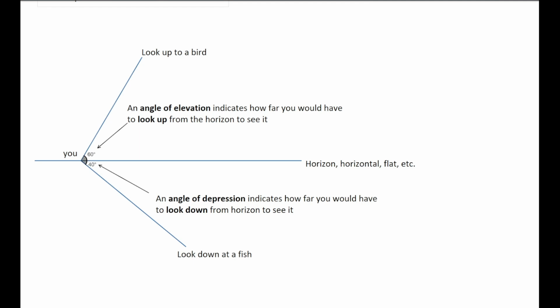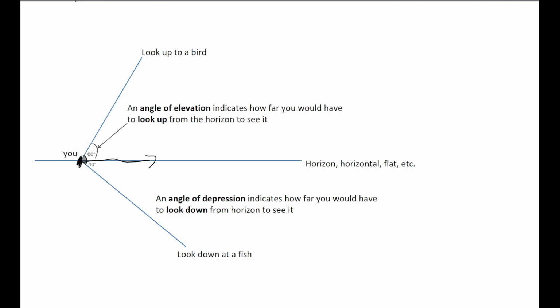So if we are standing right here at this point, and we were to look directly ahead, so like towards the horizon straight across, if we had to look up at an object, that angle would be the angle of elevation, and if we had to look down at an object, that would be the angle of depression.